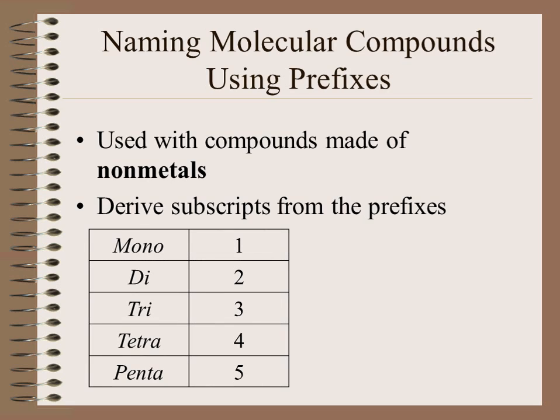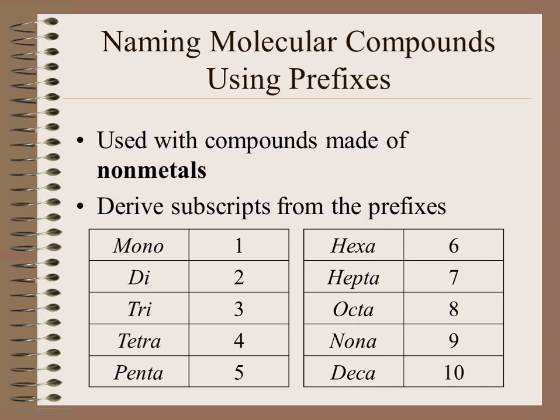Now the prefixes that we use are pretty standard numerical prefixes: mono for 1, di for 2, tri for 3, tetra for 4, penta for 5. 6 through 10 would be hexa, hepta, octa, nona, and deca.